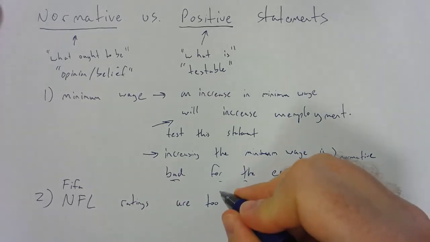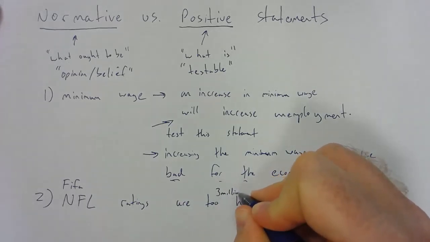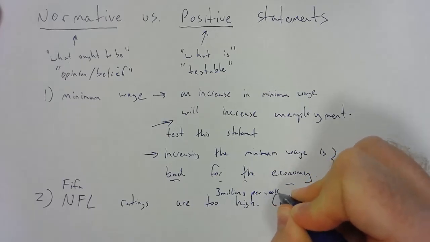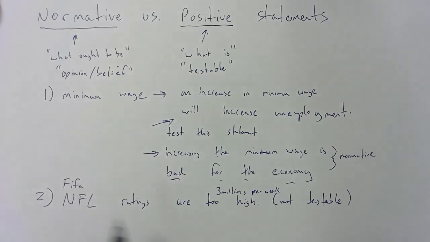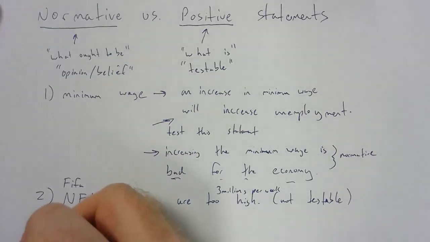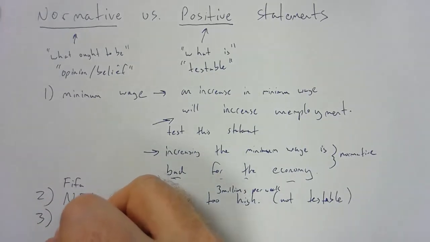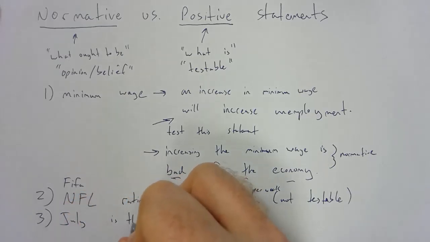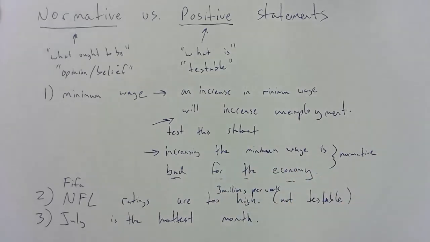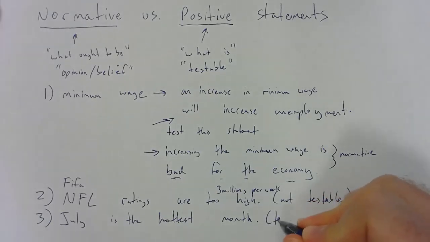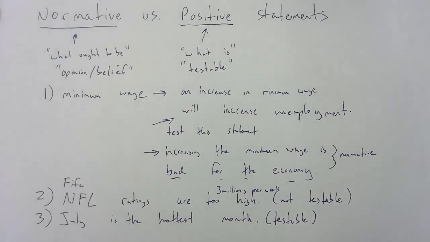Now, if you were to change this to, say, 3 million viewers per week, then this would be a positive statement because you could test how many viewers a football game has, and it's either true or false, therefore a positive statement. Let's look at another example. You could say that July is the hottest month. Is this a positive or a normative statement? It's a positive statement because it's testable.